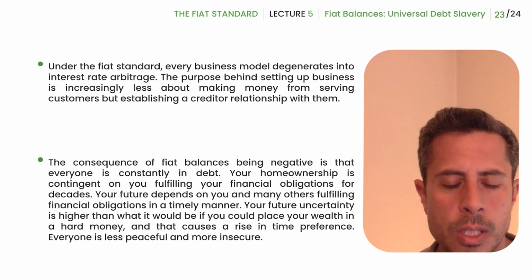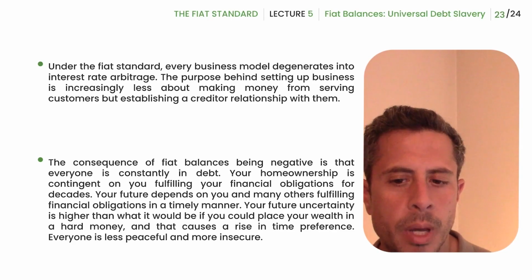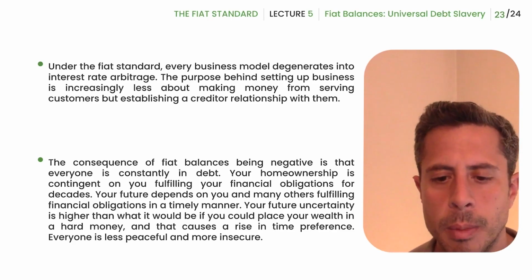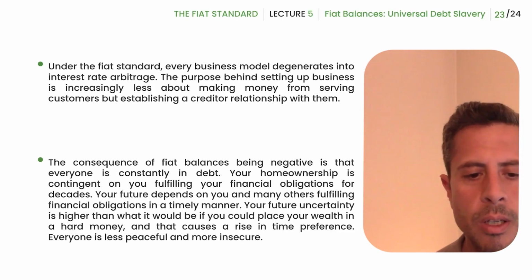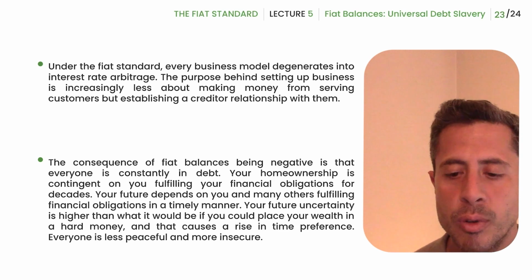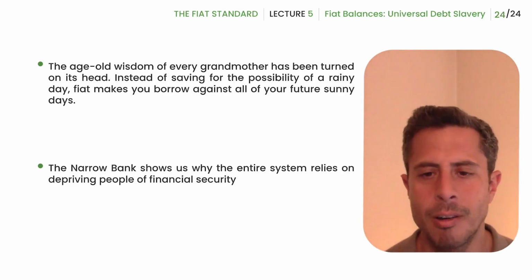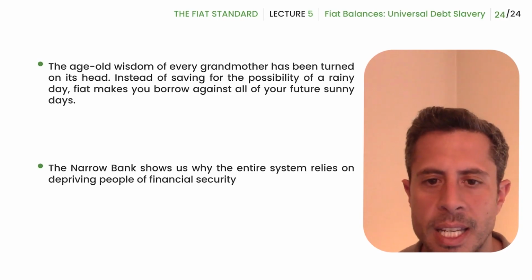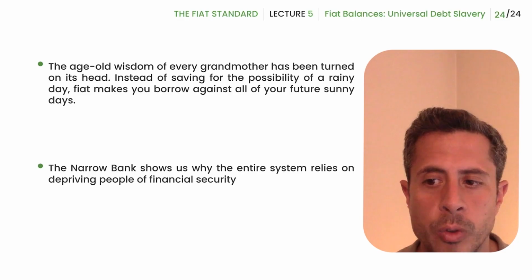The consequence of fiat balances being negative is that everyone is constantly in debt. Your home ownership is contingent on you fulfilling your financial obligations for decades. Your future depends on you and many others fulfilling financial obligations in a timely manner. Your future uncertainty is higher than what it would be if you could place your wealth in a hard money, and that causes a rise in time preference. Everyone is less peaceful and more insecure. The age-old wisdom of every grandmother has been turned on its head. Instead of saving for the possibility of a rainy day, fiat makes you borrow against all of your future sunny days.